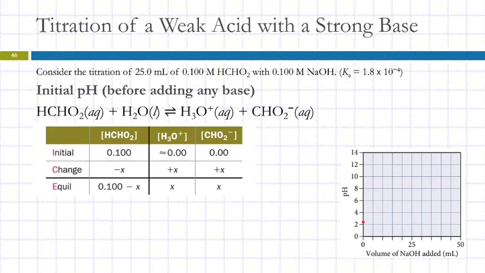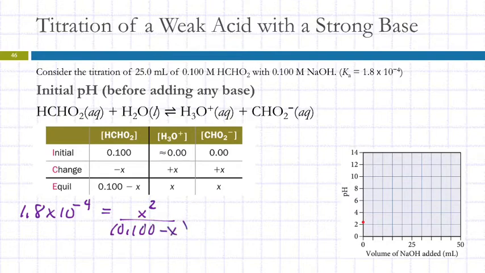Sorry, I accidentally switched the slide. That's better. So our Ka is 1.8 times 10 to the minus 4, and that's going to equal the products, X times X, divided by the reactant, 0.100 minus X. And for most of these calculations, we can use the X is small approximation. So that gives us that X, which is the hydrogen ion concentration, is going to be equal to the square root of 0.100 times the Ka.